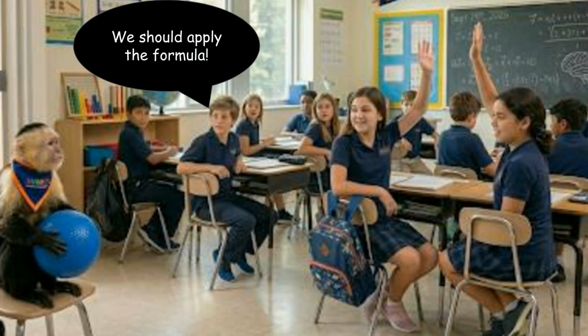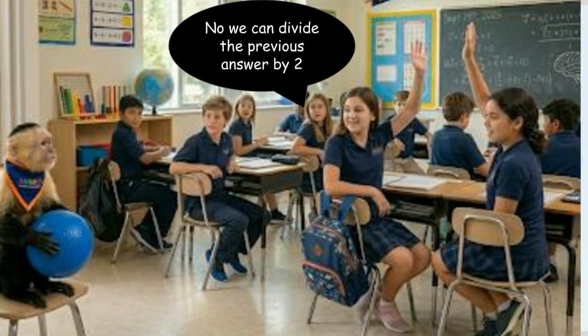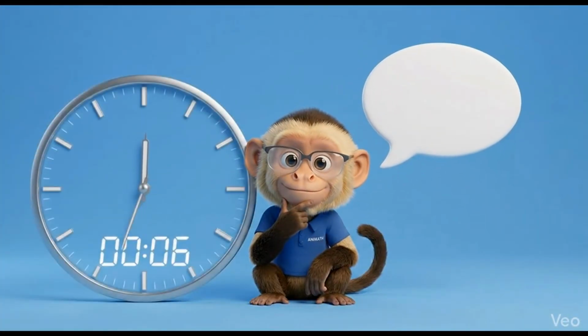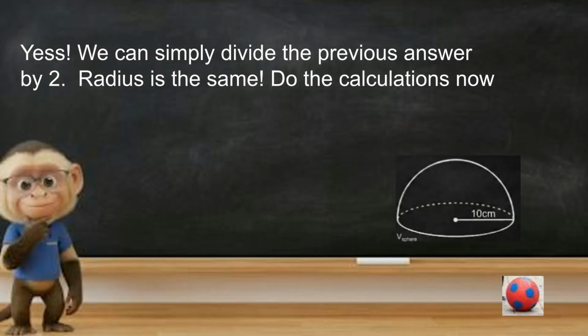One suggestion is that we should apply the formula directly. Another suggestion is that we can divide the previous answer by 2, since a hemisphere is half of a sphere, and the radius is the same in both cases. Both approaches are correct. Yes, we can simply divide the previous answer by 2, as the radius remains the same.